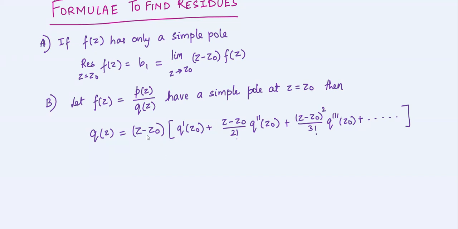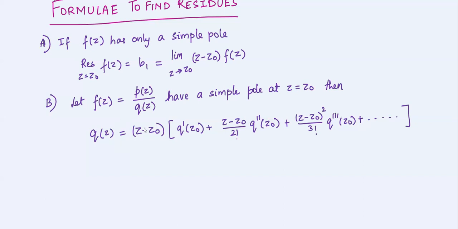What is happening? Expanding as a Taylor series about z equal to z naught, you will get q of z naught, which is 0, plus z minus z naught into q dash z naught plus z minus z naught whole square by 2 factorial into q double dash z naught, and so on. So what I have done is we have taken the z minus z naught term common.